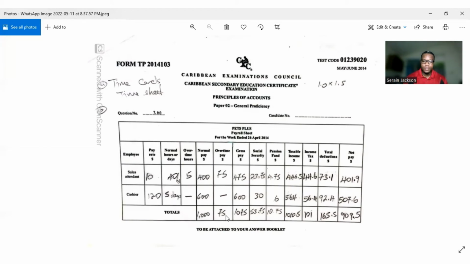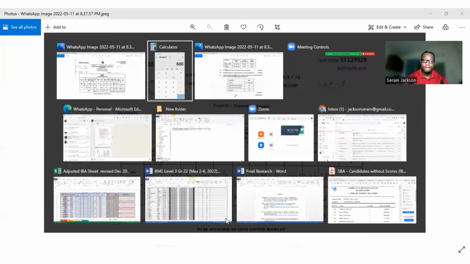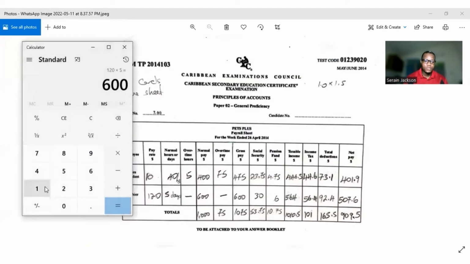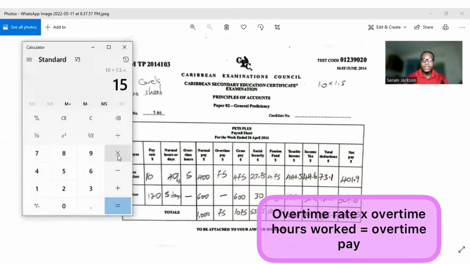So the overtime pay, so it is 10 multiplied by 1.5 equals 15, which is now the new overtime rate, and the person did 5 hours, so you're going to multiply the 15 by 5, which gives us 75. So that is how I got the 75 here. All right, so that's the new overtime pay.